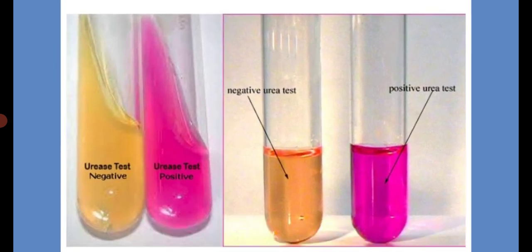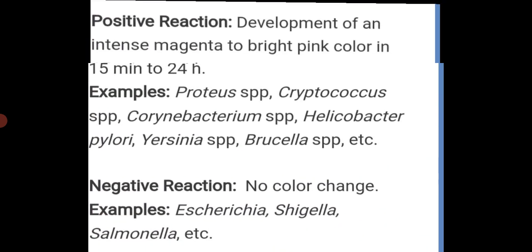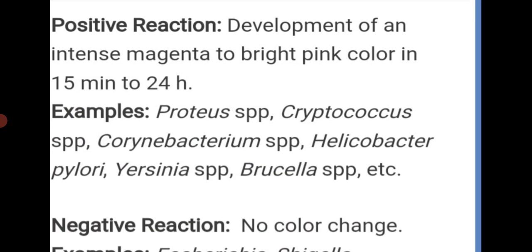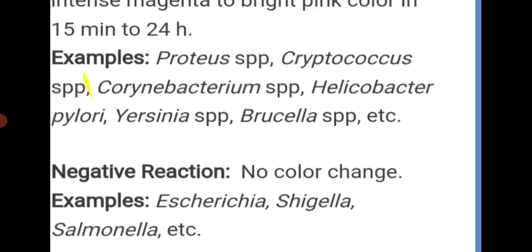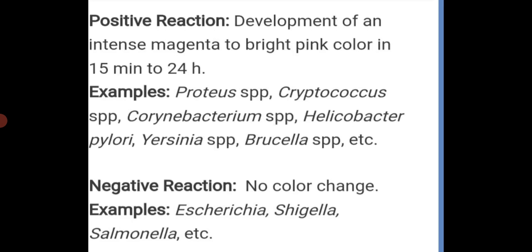If the test is positive, then we can see a deep pink color as shown in the figure. Development of intense magenta to bright pink color in 15 minutes to 24 hours. Examples of urease positive organisms are Proteus, Cryptococcus, Corynebacterium, Helicobacter, Yersinia, and Brucella. No change in color says that the test is negative. For example, Escherichia, Shigella, and Salmonella.